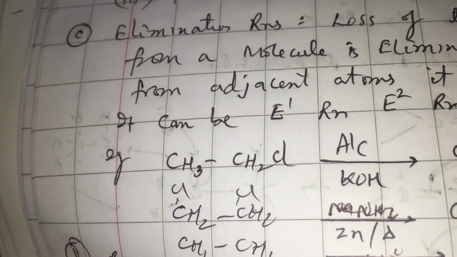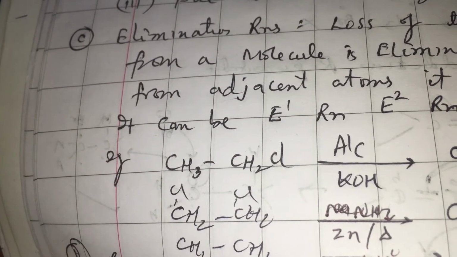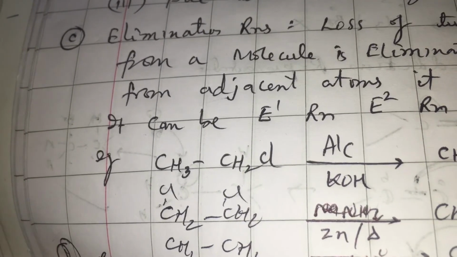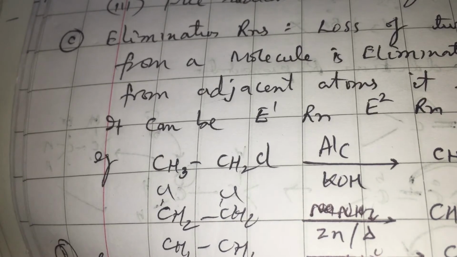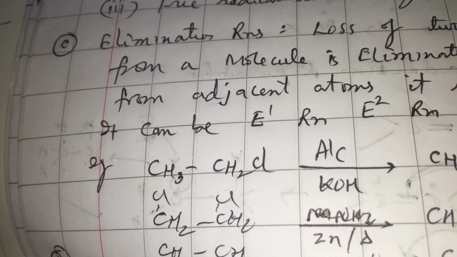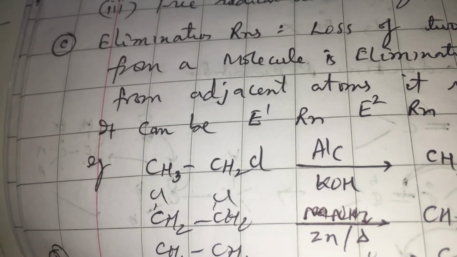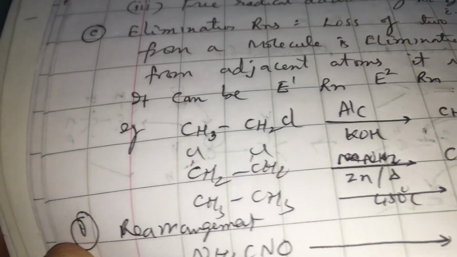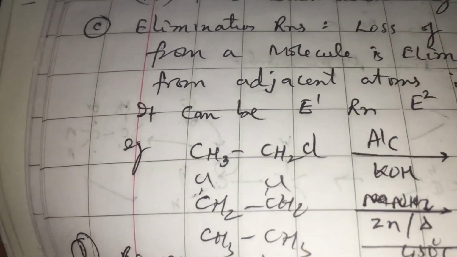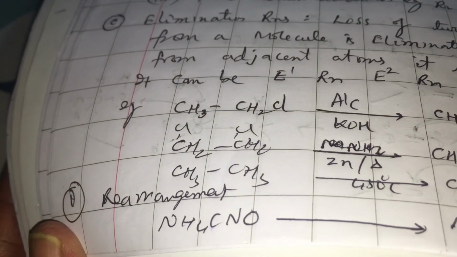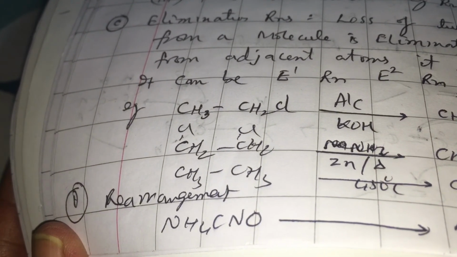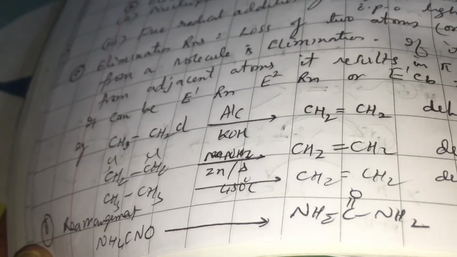If ethyl alcohol CH3CH2OH is heated with alcoholic KOH, you will be losing water, or when CH3CH2OH is heated with concentrated sulfuric acid, HOH water is removed, you get a double bond. That is called dehydration. So these are the elimination reactions. Finally, rearrangement. The molecular formula remains the same, only there will be rearrangement of atoms. When ammonium cyanide is heated, you get urea.